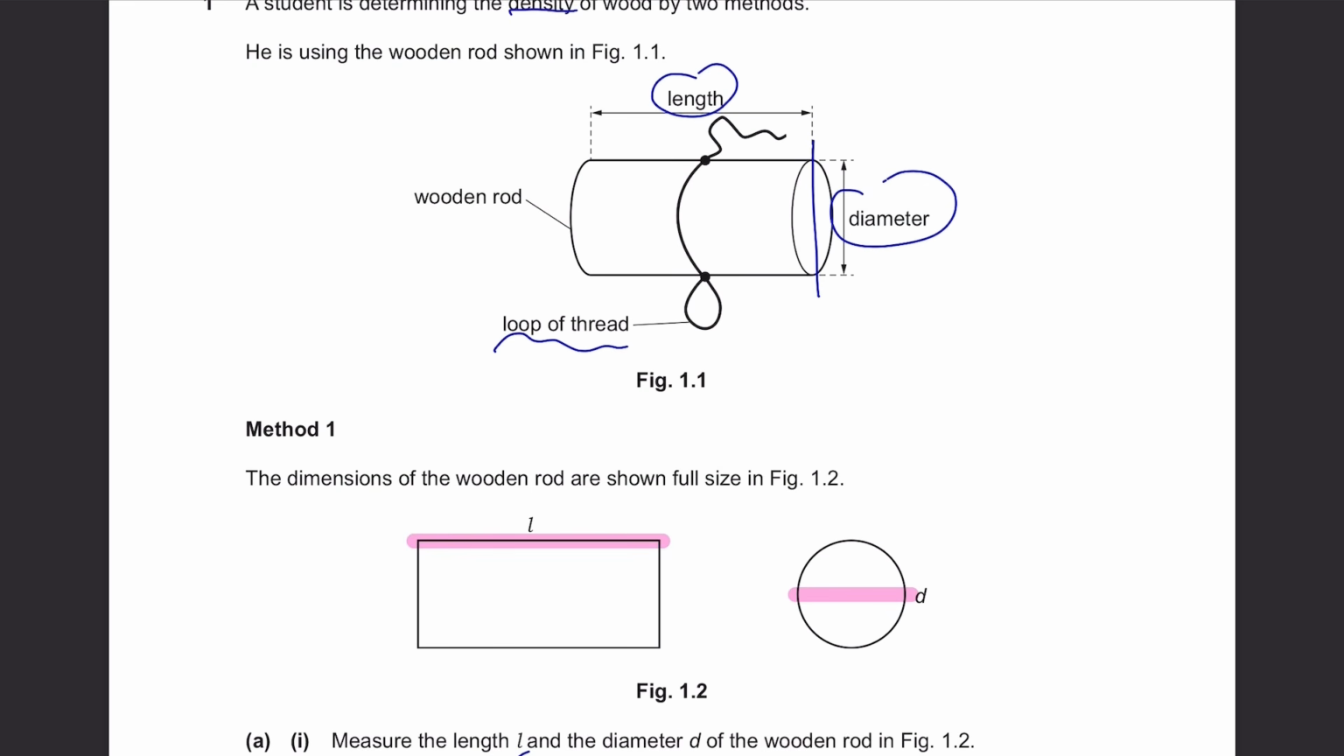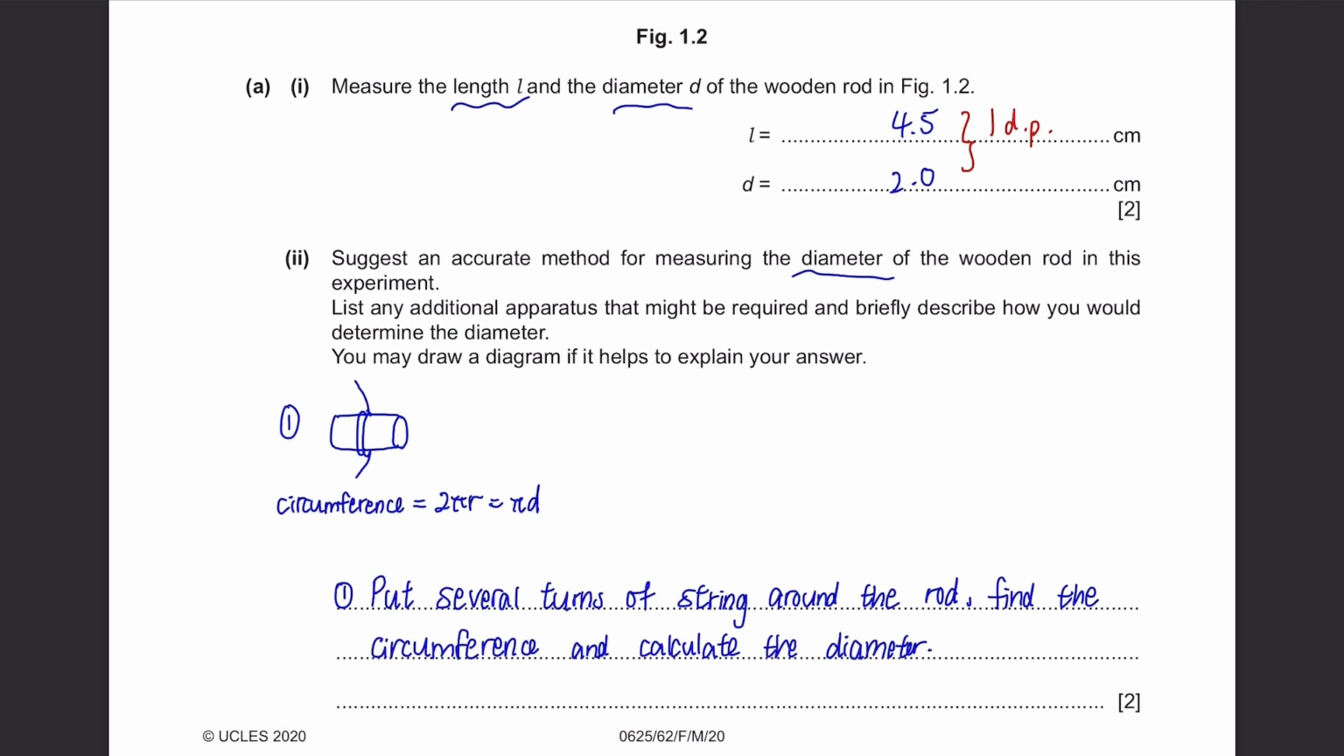So first of all, as it's shown in the diagram, you can put a loop of thread around the rod like this. There should be a reason why they show that the thread can be around it. When you put it around, don't just put it one turn, but put several turns around it, and you calculate the circumference of it. The circumference is basically this length, and you know that circumference equals 2 pi r. And 2r is basically just the diameter, so from that you can calculate the diameter.